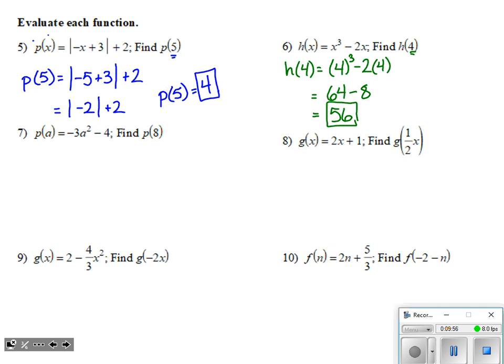For problem number 7, here we got a function p, and we are inputting an 8 into that function. Remember, that does not mean p times 8, it means p with 8 as an input. So p of 8 equals negative 3 times not a, but 8 squared, and then minus 4.